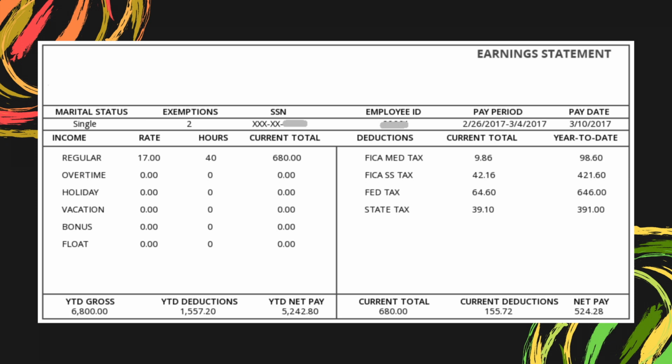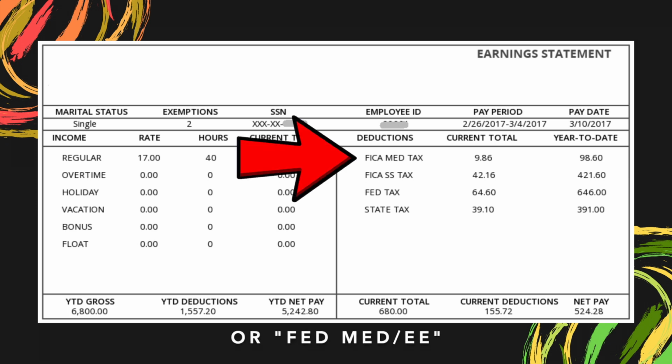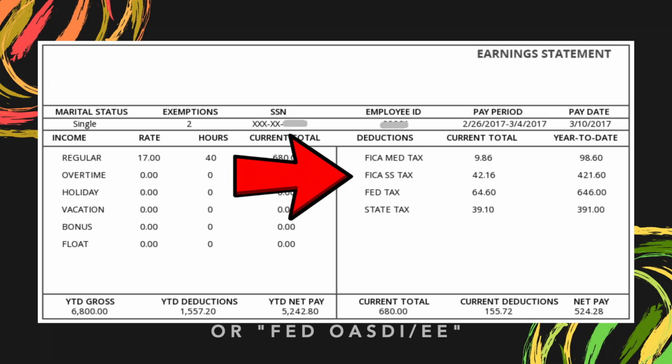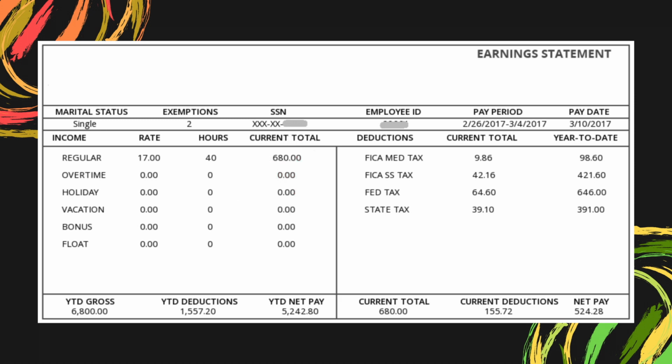Next, we deduct taxes. FICA Med Tax, or sometimes listed as Fed Med/EE, is the Medicare program. This provides healthcare insurance for U.S. citizens over the age of 65. FICA SS Tax, or sometimes listed as Fed OASDI/EE, is the Social Security program. This is a program that writes a retirement check for U.S. citizens over the age of 62.